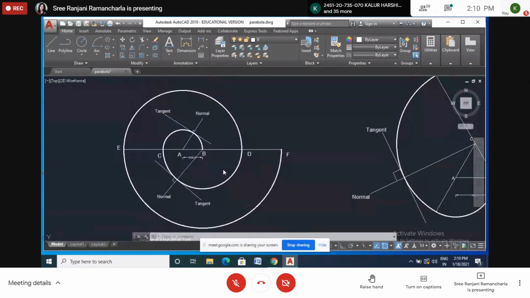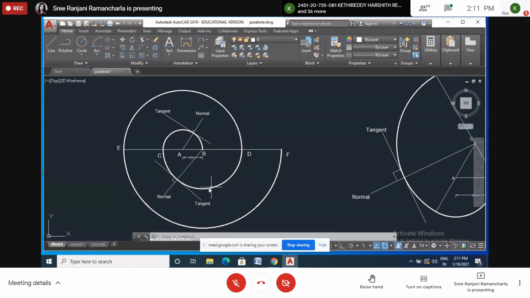Now what about the normal and tangent? Suppose you want to draw the normal and tangent on this curve, taking any point on this curve. Okay, I have taken a point here. So for this curve, A is the center. So draw a line passing through the center. That will become the normal because this is part of a circle, right? So part of a circle means it will have one center point. So from the center, draw one line and draw one tangent touching this curve.